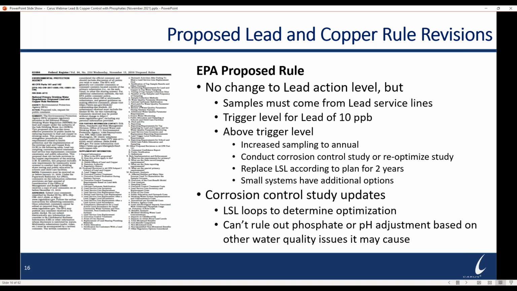You'll have to replace lead service lines, and it's mandatory according to your plan for a minimum of 2 years while you're above that trigger level. Now, small systems do have some other options, but for larger systems, you're going to be replacing lead service lines once you've had a trigger level violation for 2 years, based on what you've submitted to the state for how many you're going to replace per year.